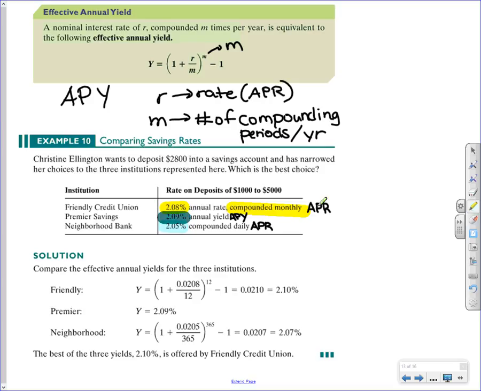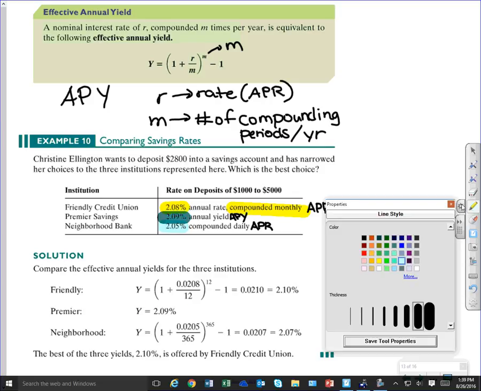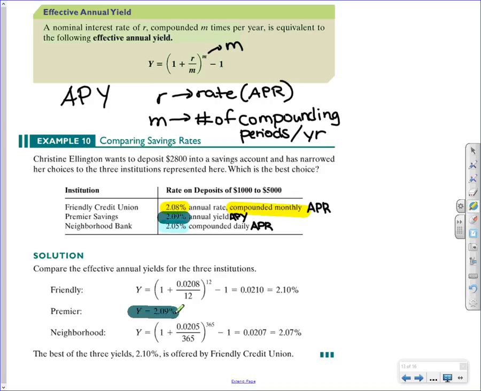However, we can't compare APRs and APYs, okay? We need to look at the APY of all of them to be able to compare them correctly. So you noticed here that we actually already have this one just as 2.09. It's just set like that. Now this one up here, we're going to figure out what is the annual yield for something that has an APR of 2.08% and is compounded monthly.